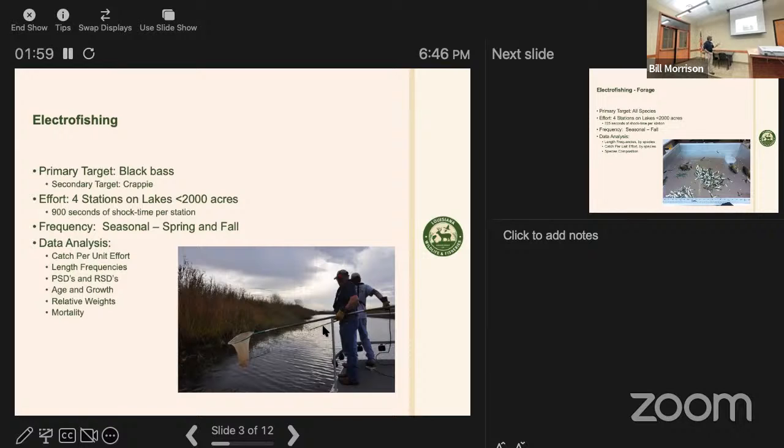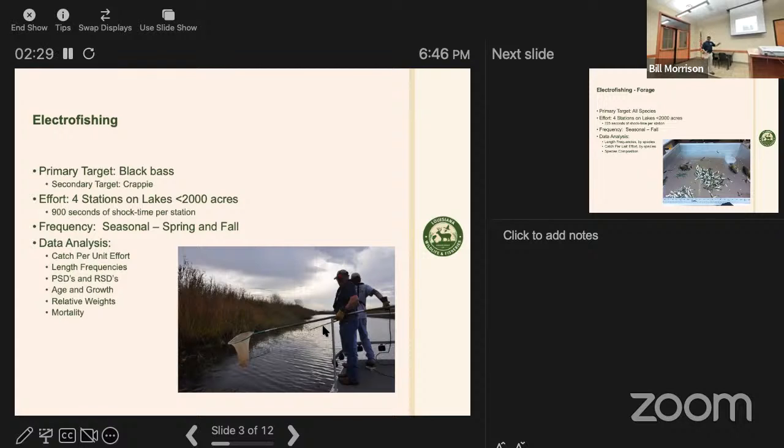We shock in spring and fall. And this is the data analysis. This is the stuff that gives us an idea of what we get. So say if you catch 50 fish in 4 stations, you're catching 50 fish per hour. It also gives us our length frequencies. PSDs and RSDs, I'm going to explain later, give an indication of the length frequencies.